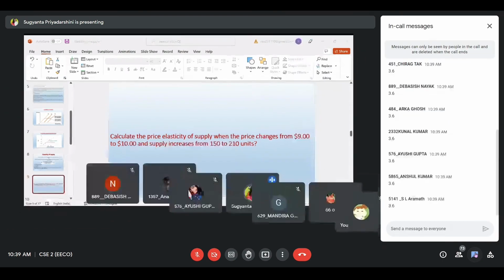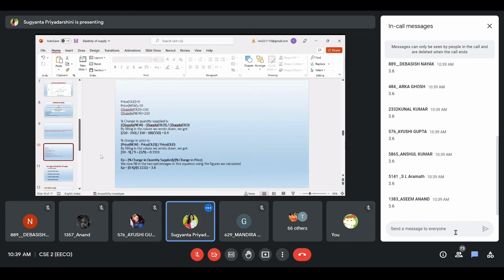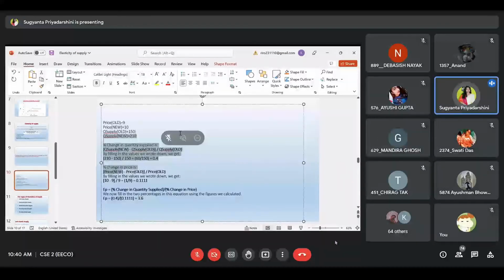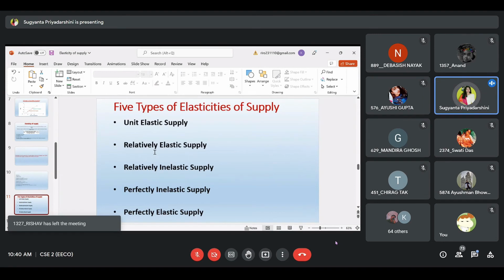Okay, so I can see that most of you have got the answer as 3.6, and that's what the answer is. Your percentage change in quantity supplied is 0.4, and your percentage change in price is 0.1111. So that ratio is 3.6. Coming down to the next one, that is the 5 types of elasticities of supply.